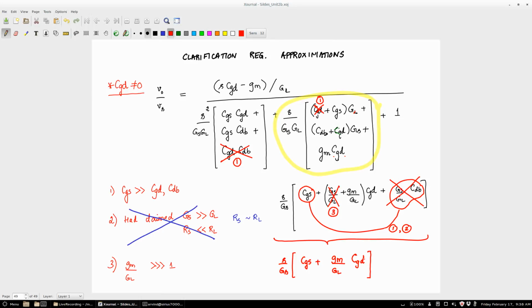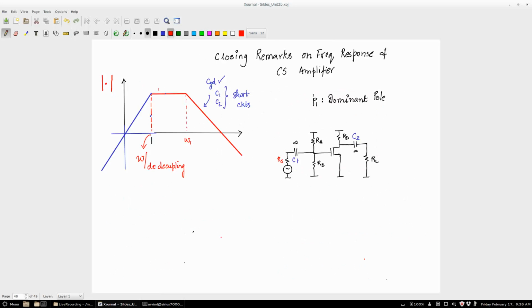So this term becomes effectively S by GS times CGS plus GM by GL times CGD, which is what you wanted, right? You can do it more accurately and you will get some corrections. But this is enough for us to see the dominant frequency, the dominant pole coming from Miller's effect. That was the take home of all that stuff. When we do analysis of the amplifier topologies, we won't do it in so much detail. I'll just look at the various resistors and capacitors, and then just by hand I will draw the Bode plot. So you should be familiar with all of this.